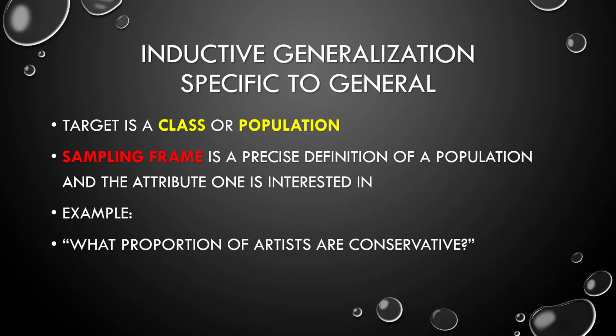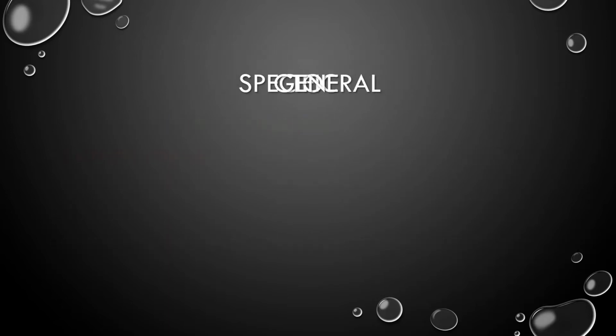We would need to know what counts as an artist, and we would also need to know what counts as being conservative. Say, painters, illustrators, musicians, actors, etc., that hold views X, Y, and Z. From the sample frame, a sample can be selected for examination, and the hope is to select a sample that would be representative, meaning it would represent the real-world situation of the population or class as a whole.